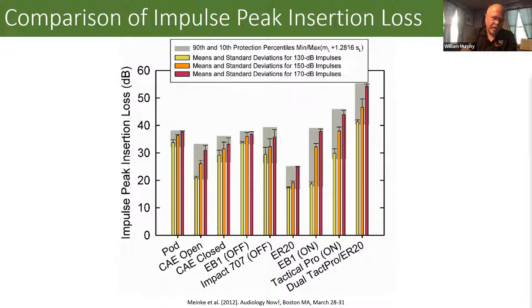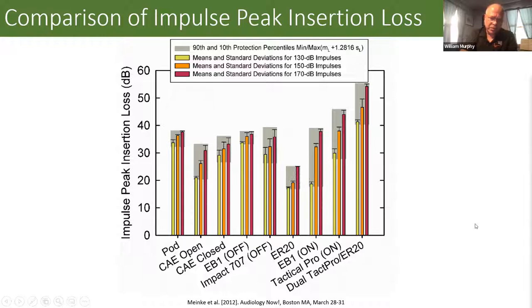You can see that there's some change in attenuation as a function of the level, the proximity of it. Part of that comes from the fact that, depending on the device, such as the Combat Arms open ear, because it's a filter, the filter has a variable performance depending on how loud the sound is and how great the pressure differential is across that filter. It makes a difference.